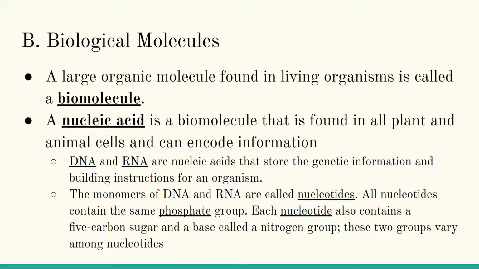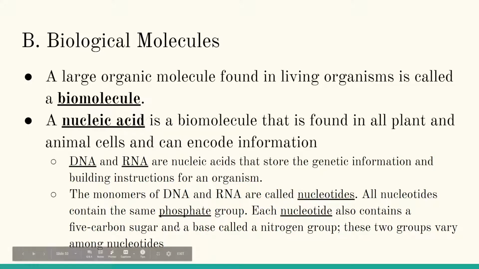Whether that be a plant or a human or a fly or a dog, they all have DNA inside of them, and that DNA are the instructions to build that organism. The monomers of DNA and RNA are called nucleotides. So if DNA and RNA are polymers, then nucleotides are the monomers.